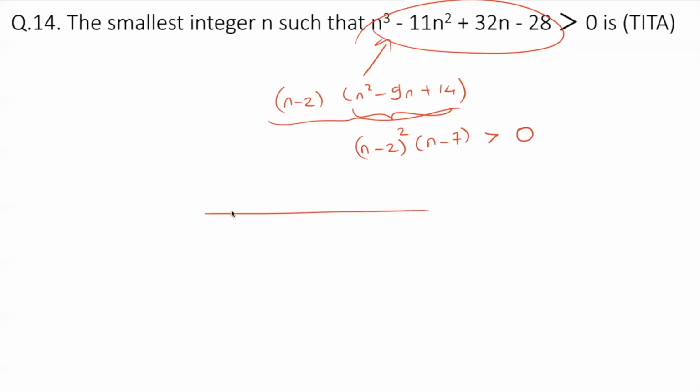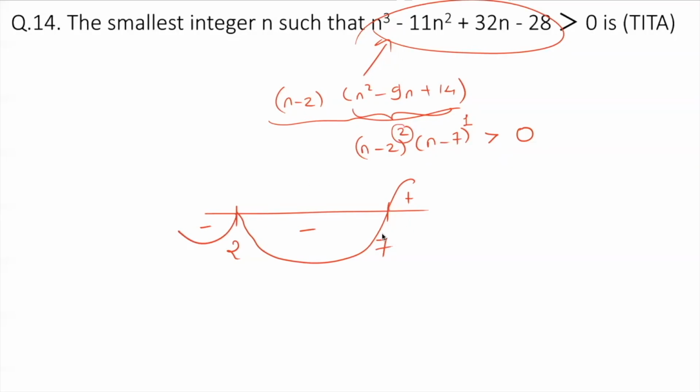Now we use something called the wavy curve method, where we plot the roots 2 and 7, and we observe that beyond the value 7, the equation is always positive. Between 2 and 7, the equation is always negative. You can take any value and check. Otherwise, you can observe that the power of n minus 7 is an odd power, so there is a sign change. At n is equal to 2, the power is even, so there is no sign change. The equation will still be negative.